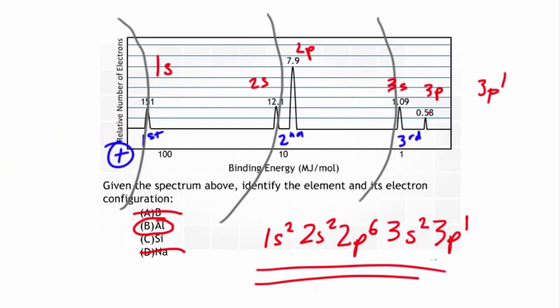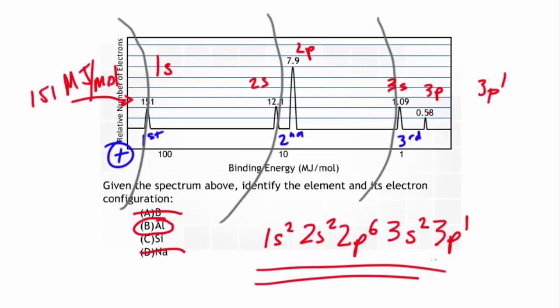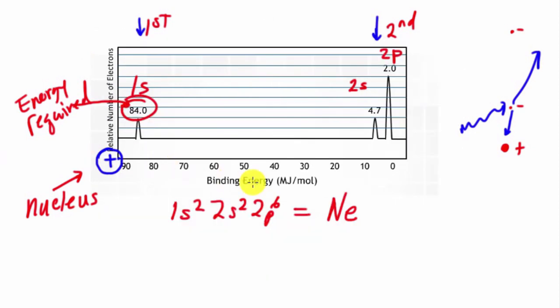Okay. One other thing I want to show you before I end here is take a look at this. The first energy level here is 151 megajoules per mole. That's the unit that we use here, megajoules per mole. If we look at the other element that we had, the energy is 84. So the energy level for the first energy level is 84 versus the aluminum, which is 151. So why would aluminum's first energy level be so much higher than the one for neon?